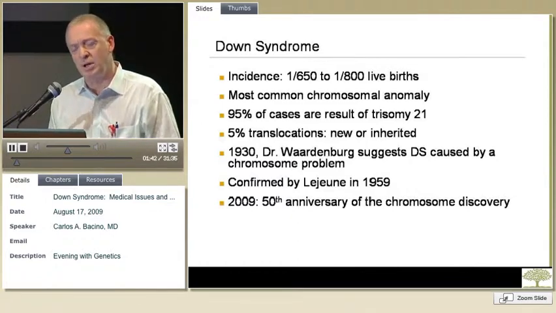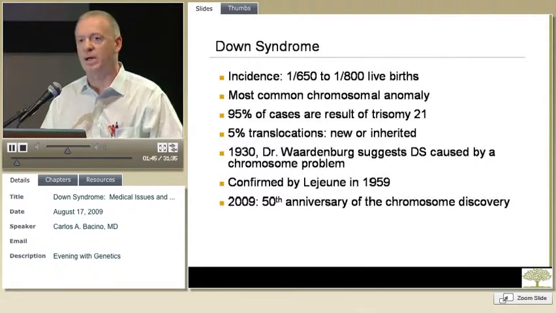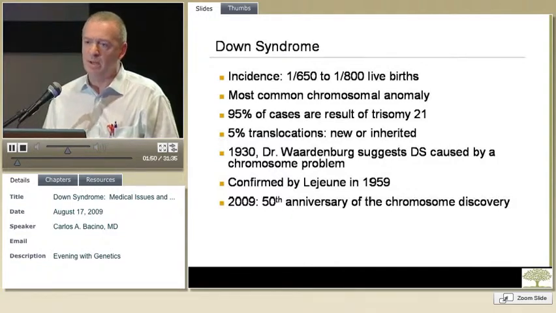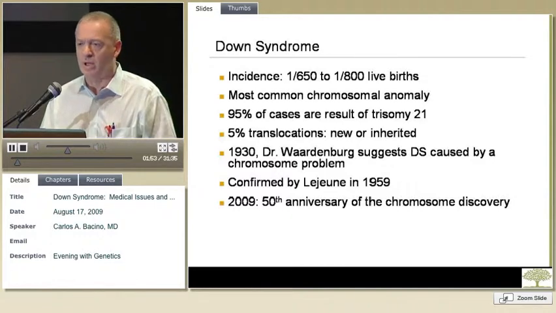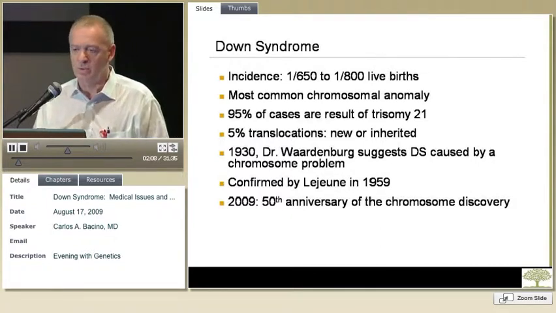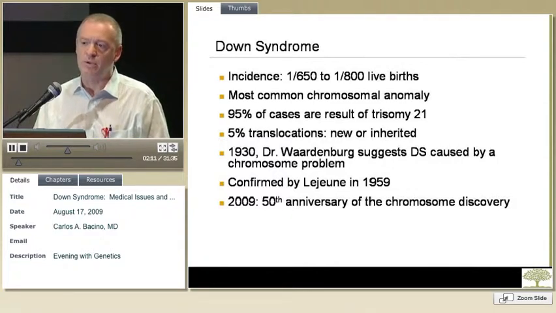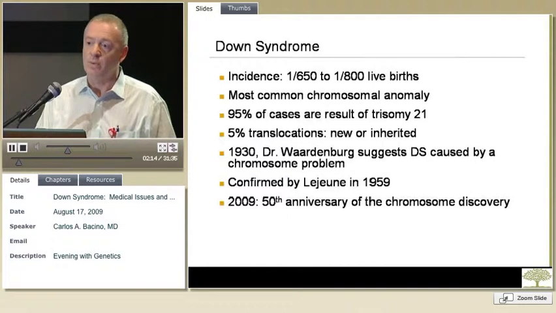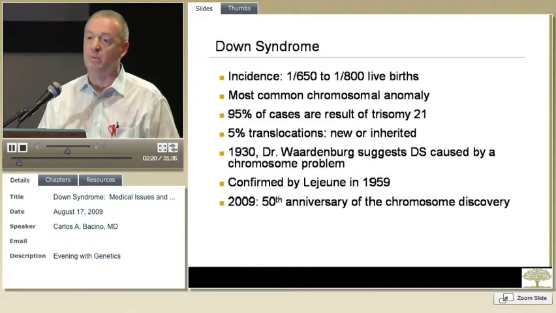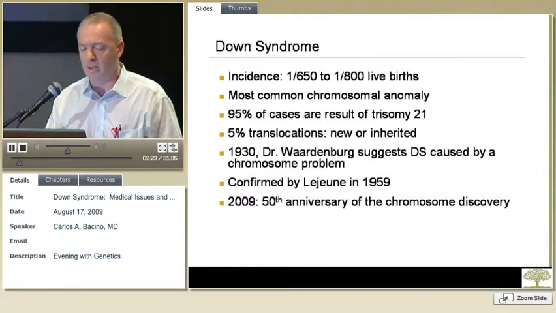And just as a reminder, Down syndrome for the medical practice is a relatively new disease. It was back in 1930 that a doctor, Dr. Vanderbilt, suggested that Down syndrome may be caused by a chromosome problem, but it wasn't until 1959 that it was really uncovered as being the cause for Down syndrome. So imagine that we only have 50 years, at 2009, that we know what exactly is causing this problem. And in medical terms, this is a relatively new disease, so we are learning a lot about it.